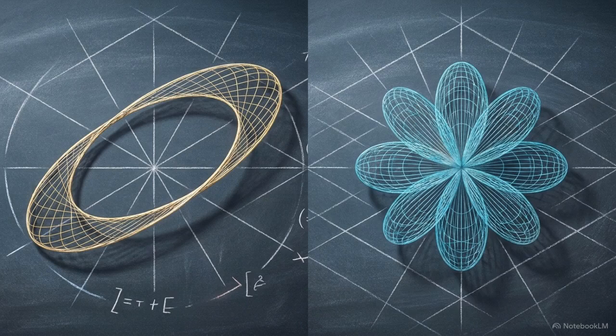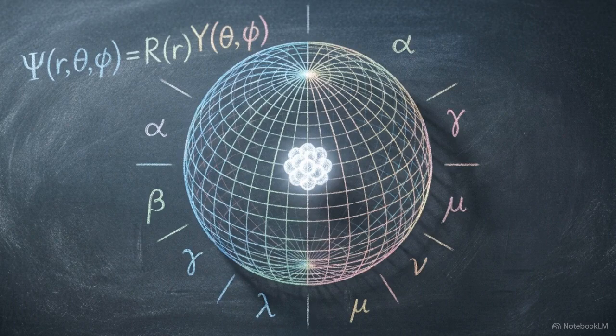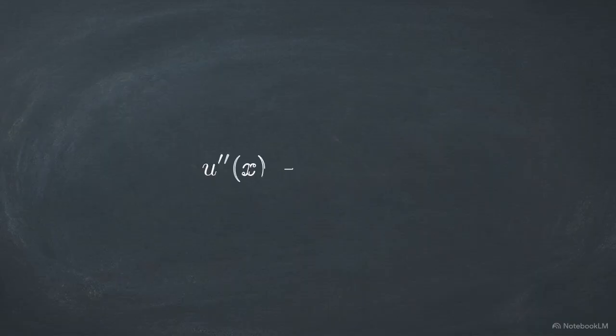wave mechanics. The process begins with the stationary Schrödinger equation, which must be separated into spherical coordinates to account for the central field of the atom. This gives us the radial wave equation, u double prime plus q of x times u equals 0.